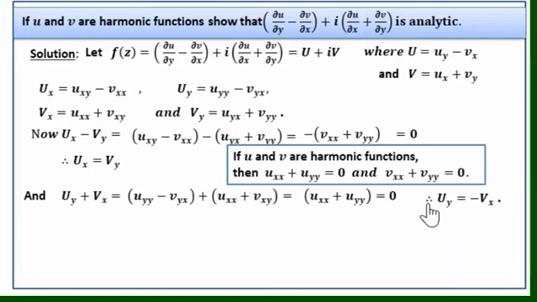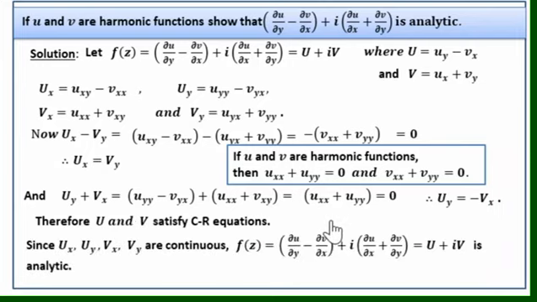So both the Cauchy-Riemann equations are satisfied. Also these four partial derivatives ux, uy, vx, vy, all these are continuous functions. So we have the given function f(z) equal to u plus iv, that is f(z) equal to ∂u/∂y minus ∂v/∂x plus i(∂u/∂x plus ∂v/∂y), is an analytic function. This completes the proof.